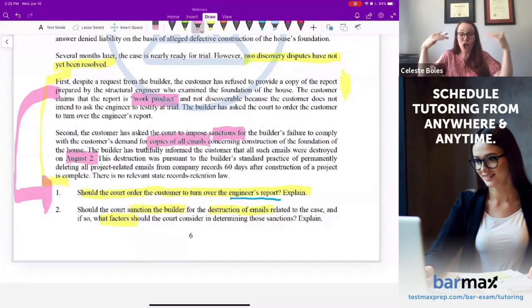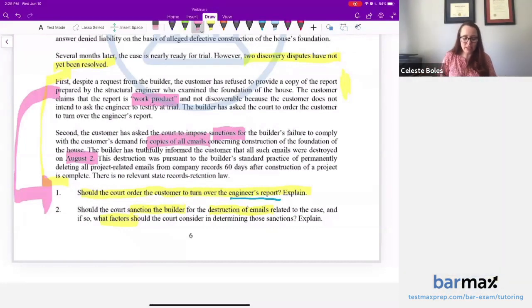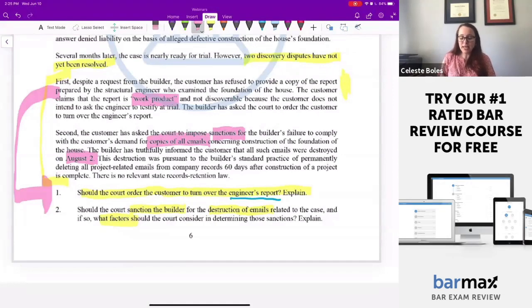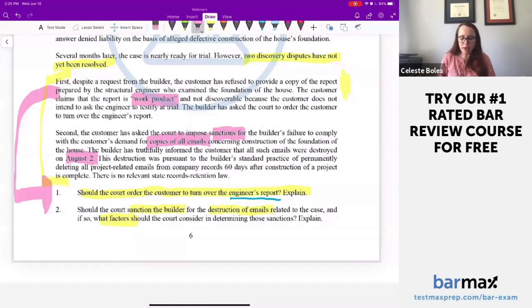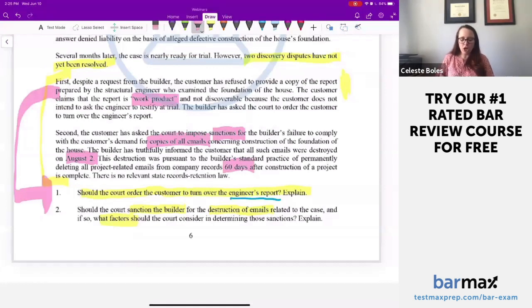Where does it fall into the flow of these facts? Where does it fit in the storyline? This destruction was pursuant to the builder's standard practice of permanently deleting all project-related emails from company records 60 days after construction of a project is complete. There is no relevant state records retention law.